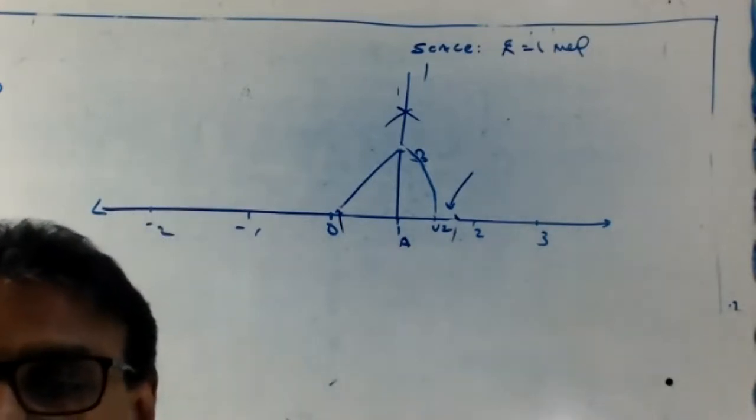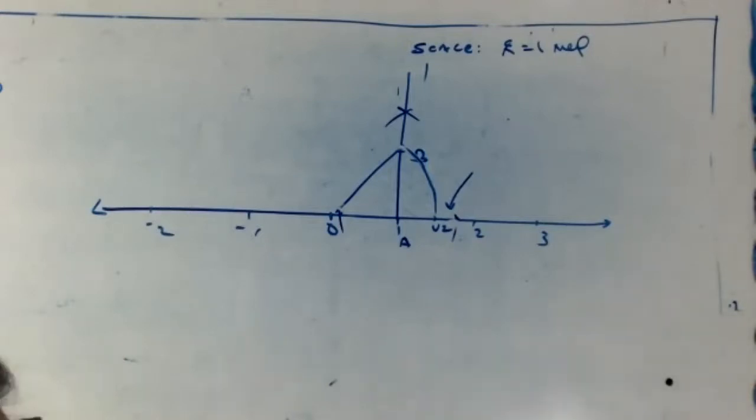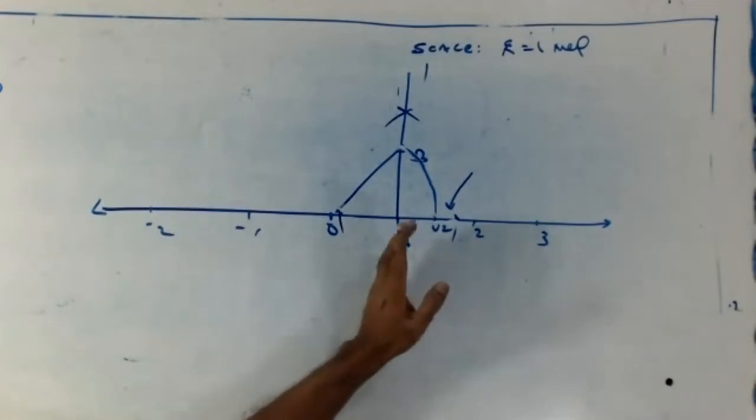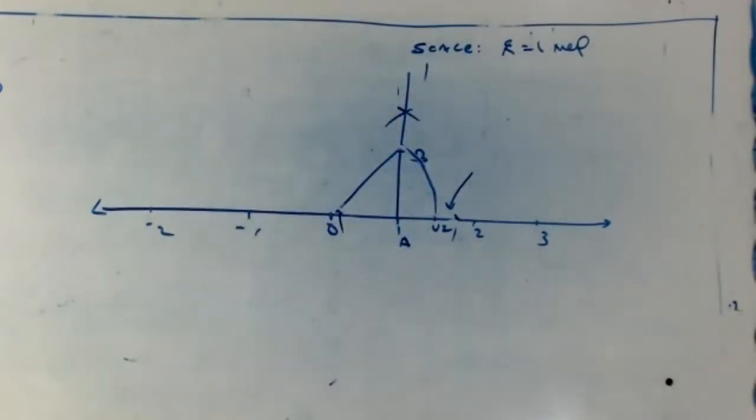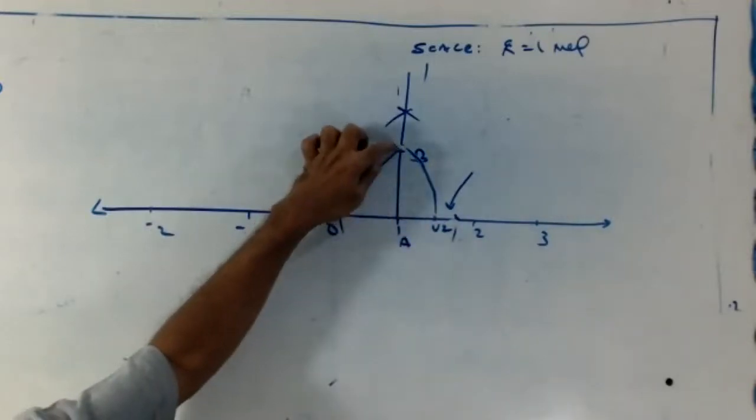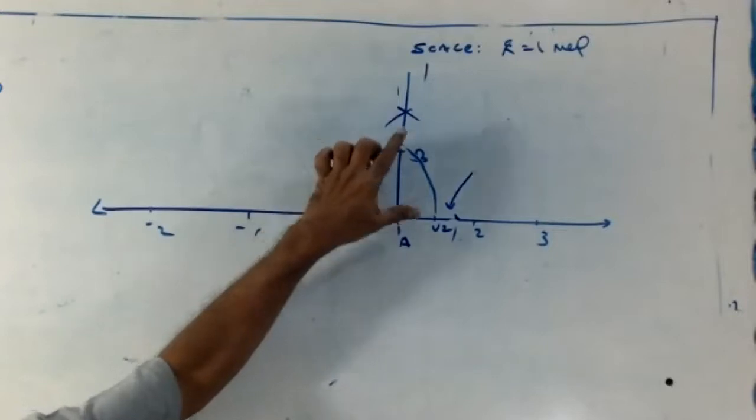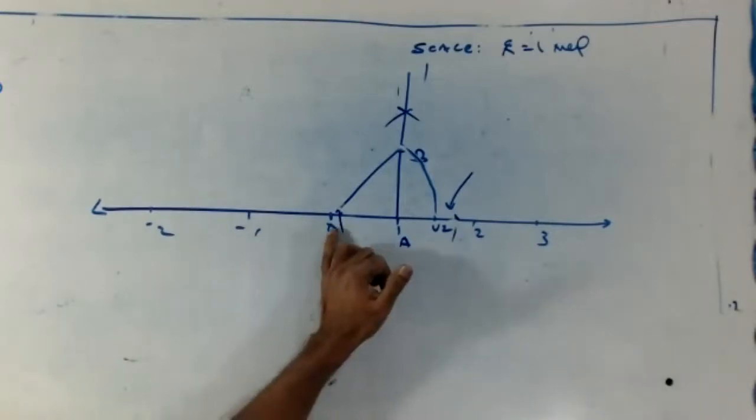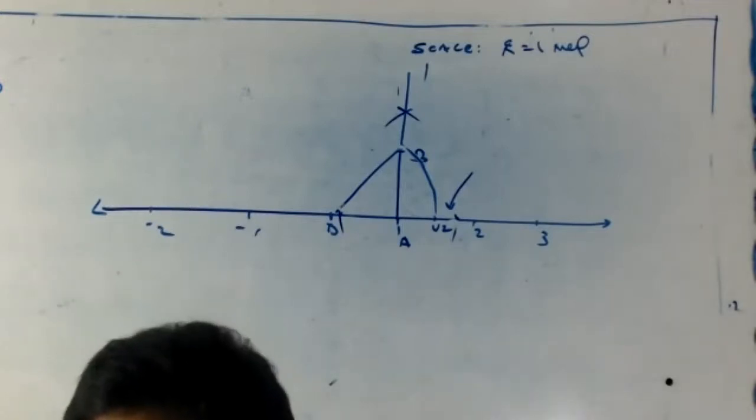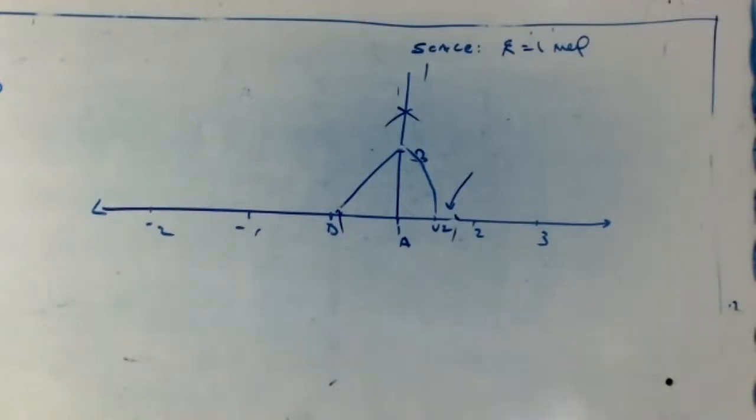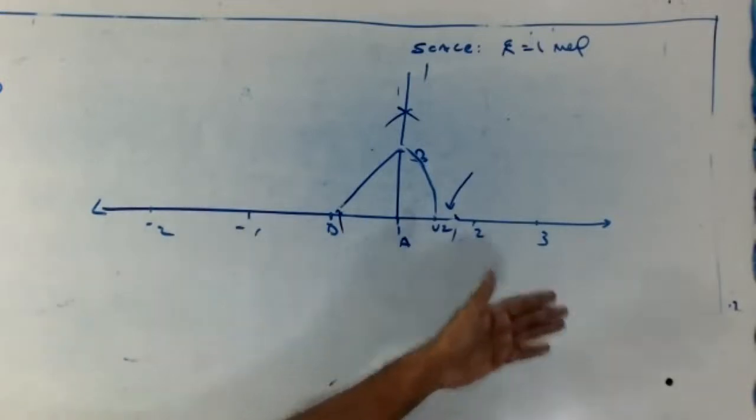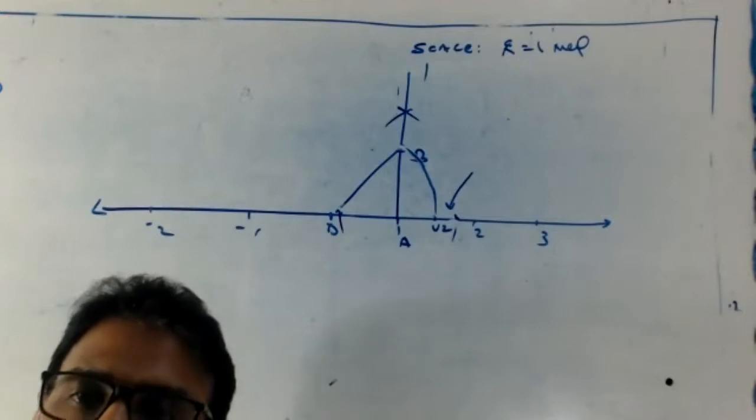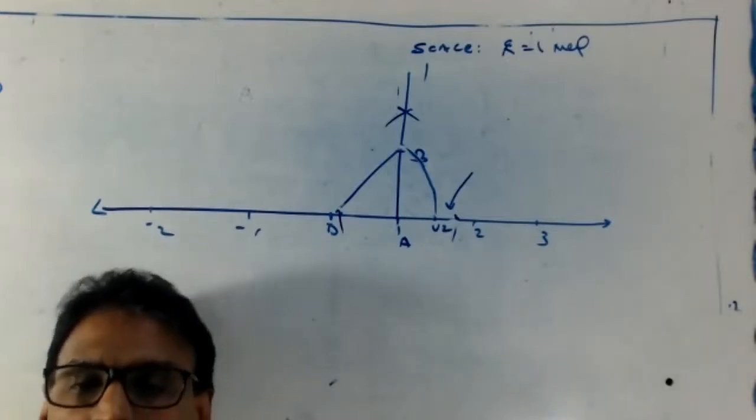Step number 5, what I said. Look here. Step number 1, draw a number line. Step number 2, mark a point A. Step number 3, draw a perpendicular. Step number 4, take a point here, which is 1 centimeter. Step number 5, draw a semicircle with O as center and OB as radius, which intersects the number line. Finish now. Is it clear now?